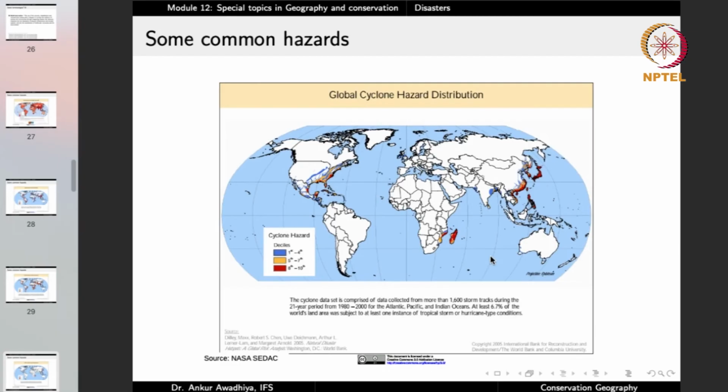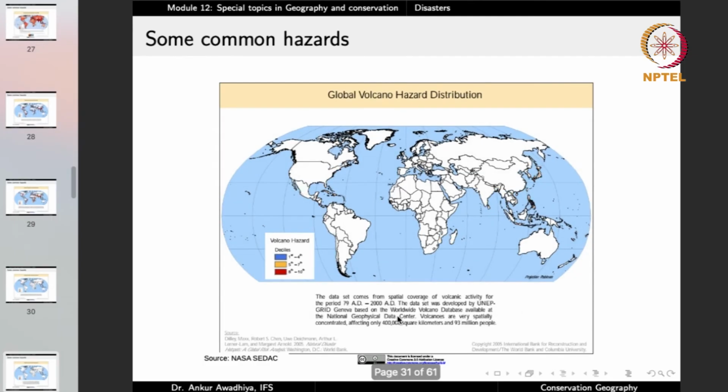If you look at the global cyclone hazard distribution, in our country we have the eastern portions and some parts in Gujarat that have a high hazard of cyclones. In the world, we have a high hazard in Eastern Asia, high hazard in Madagascar, and Eastern US and Central America. At least 6.7% of the world's land area is subject to at least one instance of tropical storm or hurricane type situations when we look at a long time span of 1980 to 2000.